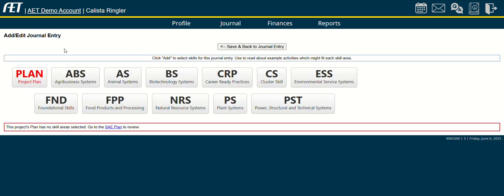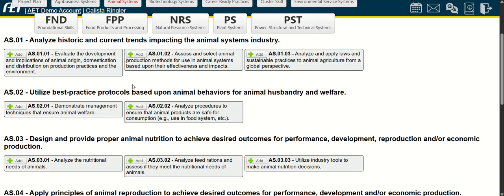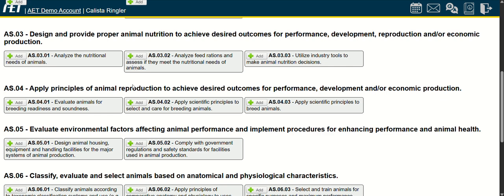Okay, so when you made your project plan, you should have had some standards or some objectives already selected, and that's what would pop up right here. Because I didn't accomplish that first, it's telling me I have none. So what I could do is I can go to animal systems, and I can look for one that has to do with feeding the animals. So I can look at analyze the nutritional needs of animals. That's something I worked on.